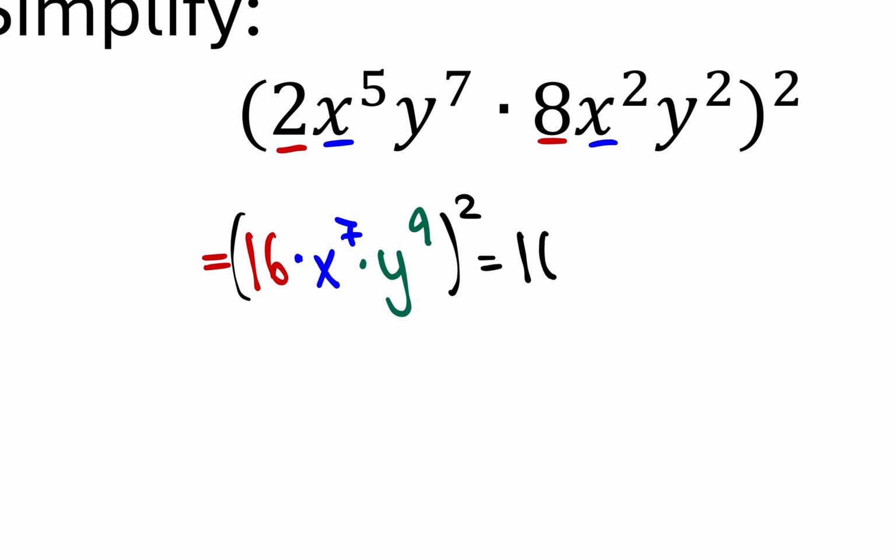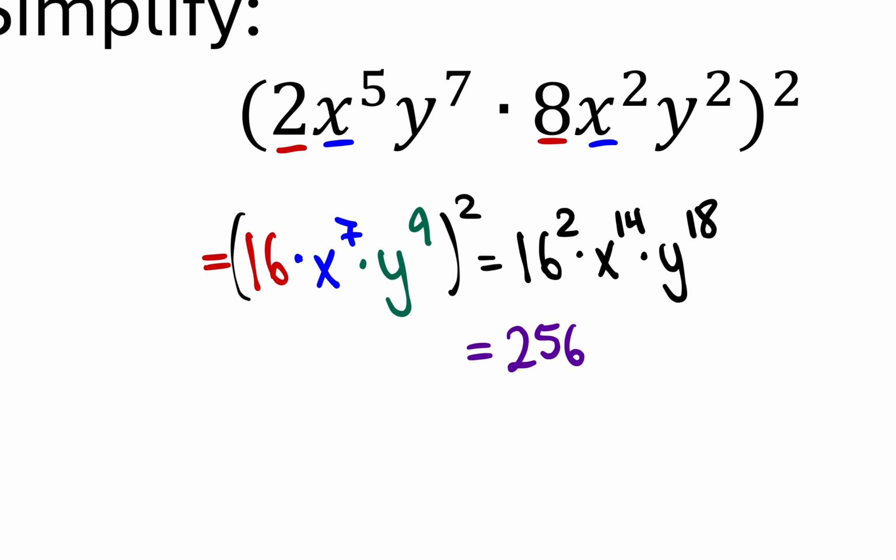That's going to give us 16 to the second times x to the seventh times, or excuse me, not y to the seventh, y to the 14 times y to the 18. Okay, and this is going to go ahead and give you a final solution of 256 times x to the 14th times y to the 18th.